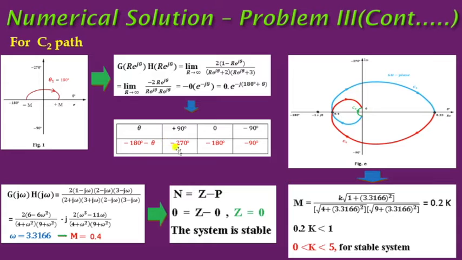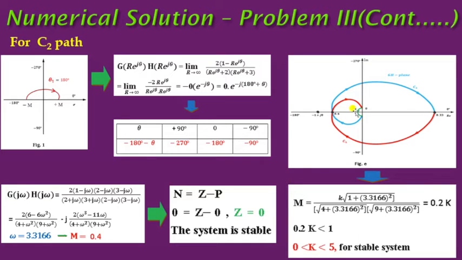So this starting point of C2 and ending point of C1 is always same. So this magnitude is 0 and phase angle is minus 270. So this is the minus 270 point. So this is C1 path, this ending of C1 and starting of C2, this point.